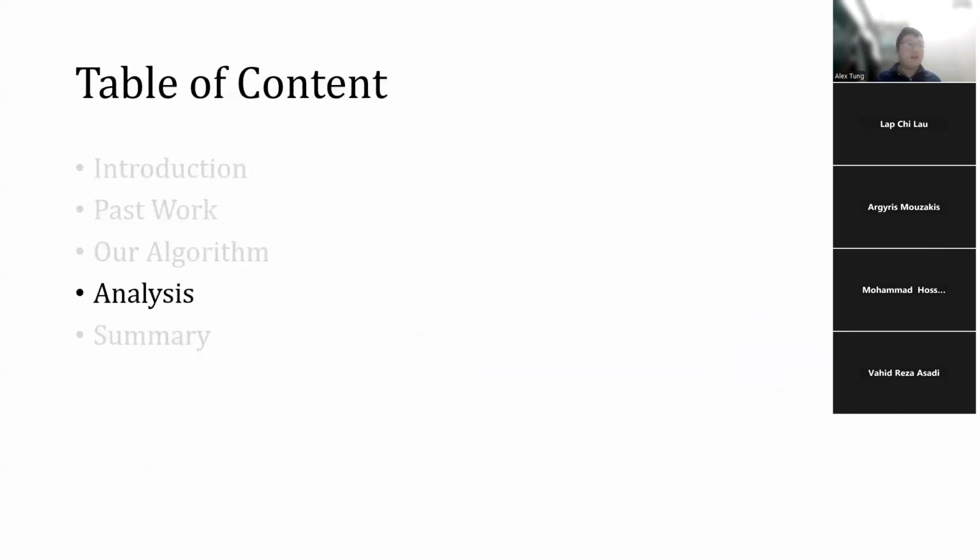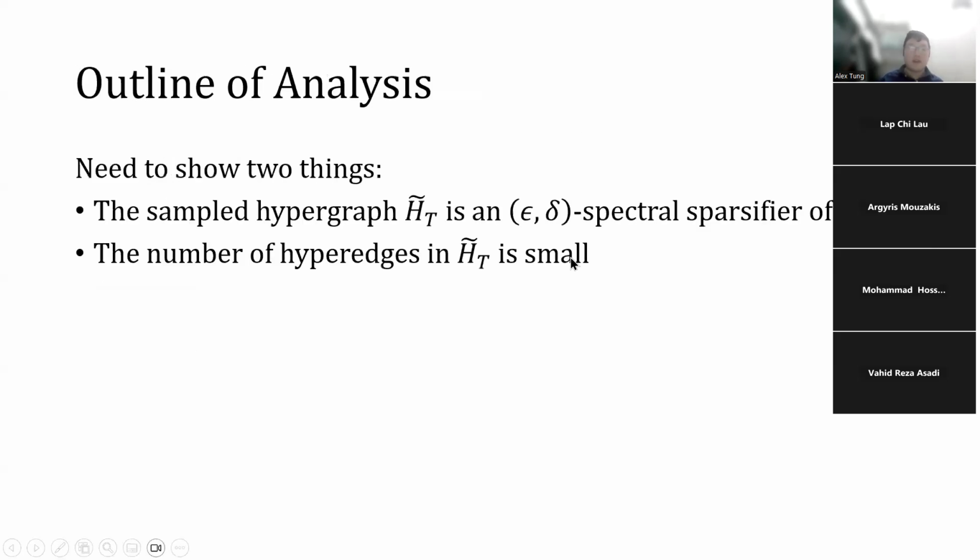Okay, so for this talk, I'm not gonna give the full analysis, of course, but I still want to highlight some aspects of how the proofs go. So for the analysis, we want to show two things. The first thing is that the sampled hypergraph is a spectral sparsifier with high probability. And the second thing is that the number of hyperedges in the sparsifier is small.